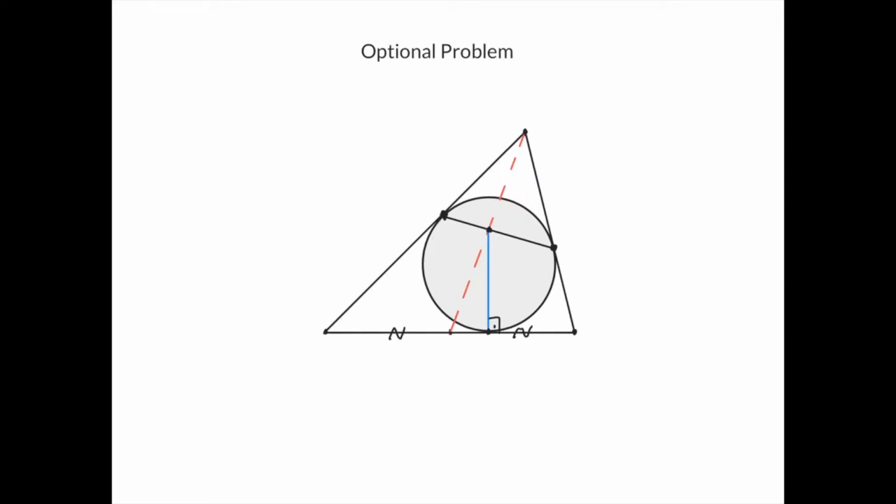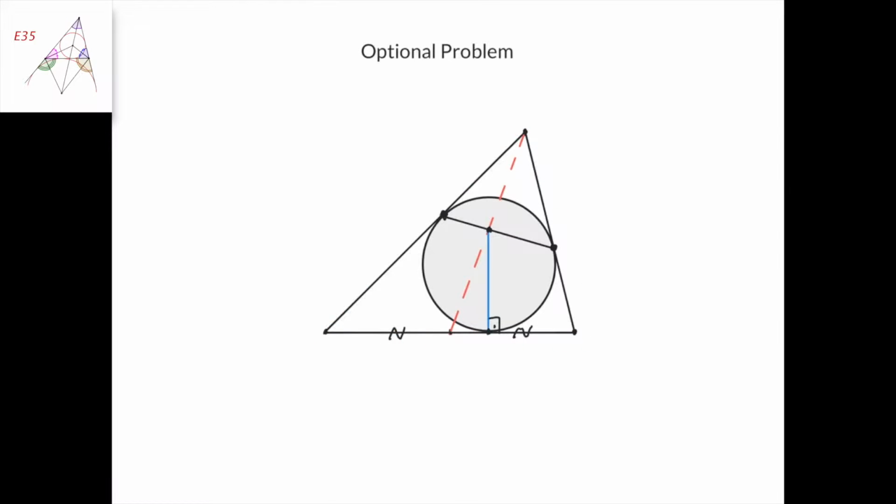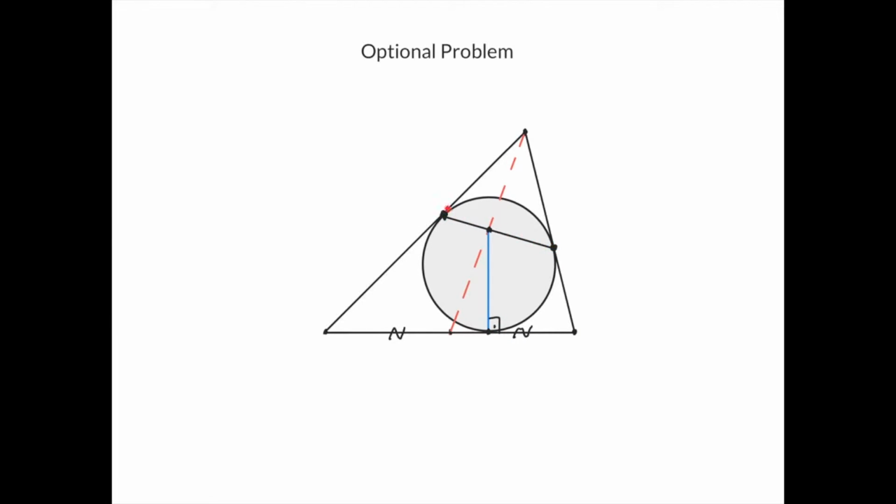Here's the optional problem. We have a triangle. This is its incircle. These 3 points are the tangency points of the incircle with the sides of the triangle. Then we connected these 2 tangency points, and we constructed the perpendicular at this tangency point to this line, which intersects this segment here at this point. And then we took this to be the midpoint of this side. We should prove that this point and this point lie on a straight line.